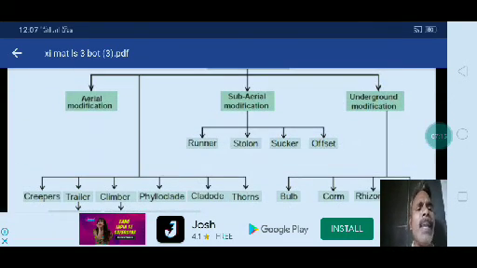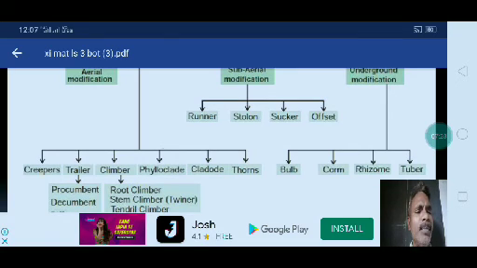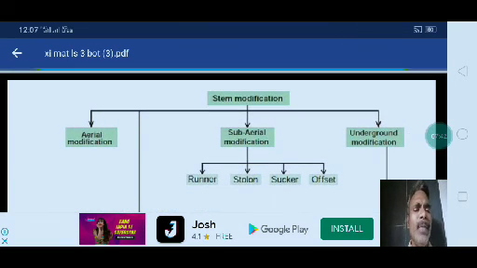After that, sub-aerial modification has four types: runner, stolon, sucker, offset. Then underground modification: bulb, corm, rhizome, tuber. These are the modifications present in the soil, called underground stem modification. You can memorize this stem modification flow chart.